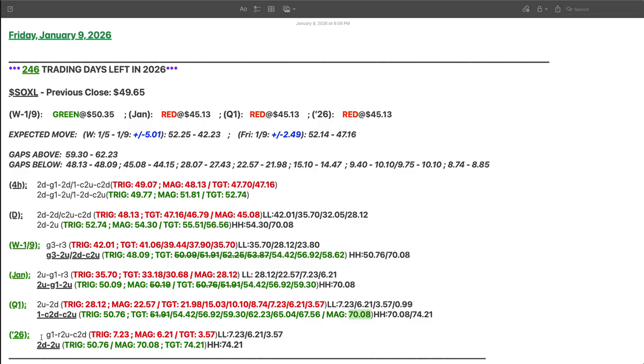And on the year, what's going on with that? There we go. On the year, we triggered that 2 down, 2 up. It's not bold anymore because we're not in force. We're not above that 50.76 level. Once we get back above there, that'll turn back bold, but it's underlined to indicate that it already has triggered, and the magnitude for that move is 70.08, right? So that's what we have for your triggers and targets for everything from a scalping perspective all the way up through the 1 year chart.